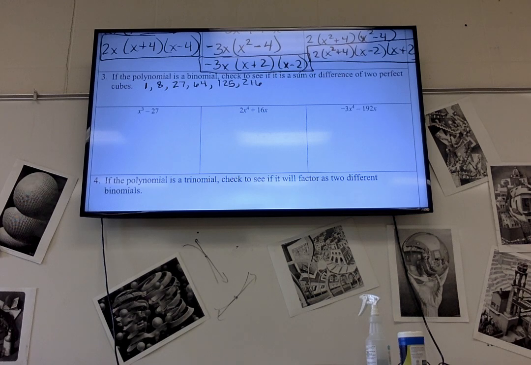Okay, so here's the way this works out. If you have two numbers that are perfect cubes, a cubed minus b cubed, then you take the cubed root of each one of those. That's the first number squared. And then the sign is the exact opposite, so plus those two numbers, a times b, and then the last number squared.